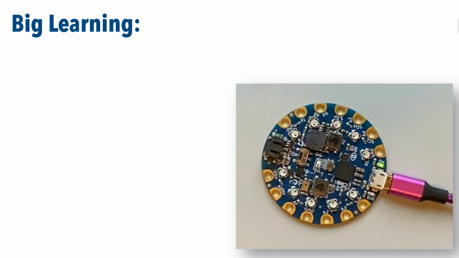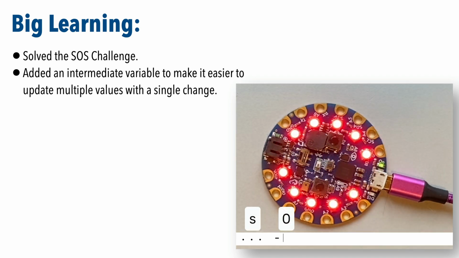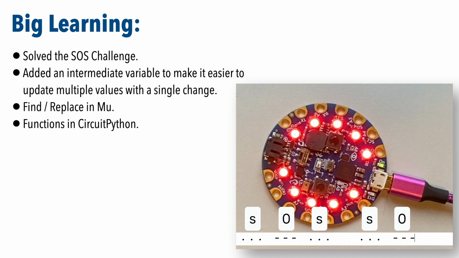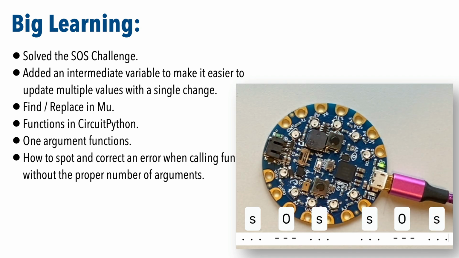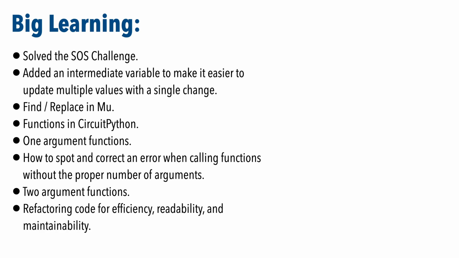But in this video, Python programmer, we had more big learning. We solved the SOS challenge. We added an intermediate variable to make it easier to update multiple values with a single change. We learned how to use find and replace in Mu. We learned how to implement functions in CircuitPython, one-argument functions, how to spot and correct errors when calling functions without the proper number of arguments, 2-argument functions, and we learned about refactoring when we refactored our code using functions for more efficiency, readability, and maintainability.